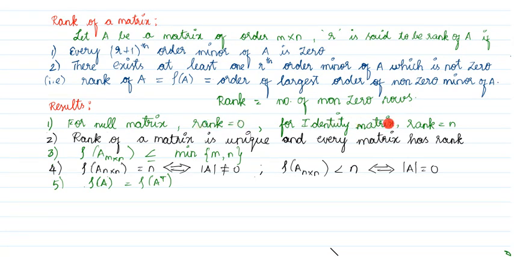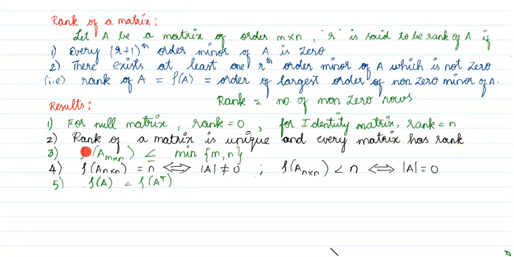And for a unit matrix, what will be the rank? It has an entry of 1 in each and every row, so there can't be a zero row. So the rank of the unit matrix is the order of the unit matrix. If it is a 2 cross 2 matrix, then the rank is 2. For a 3 cross 3 unit matrix, the rank is 3. Next, the rank of a matrix is unique, and each and every matrix has its rank.